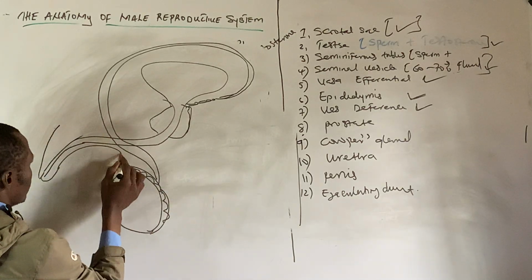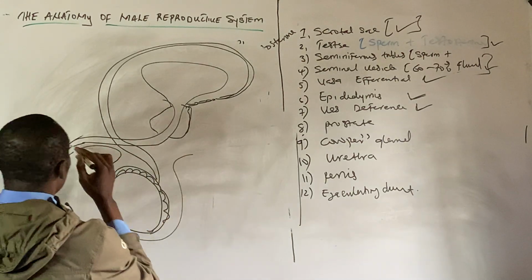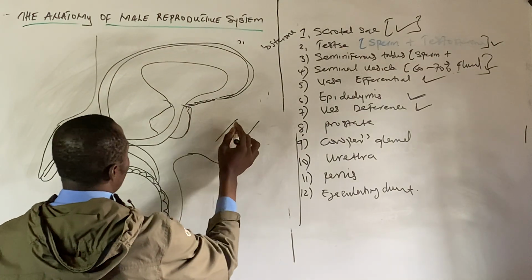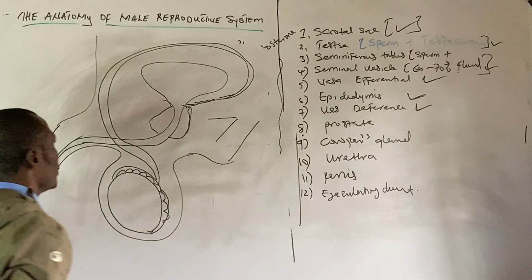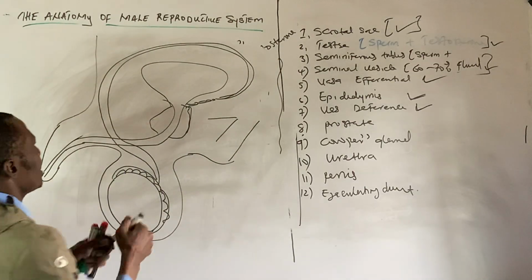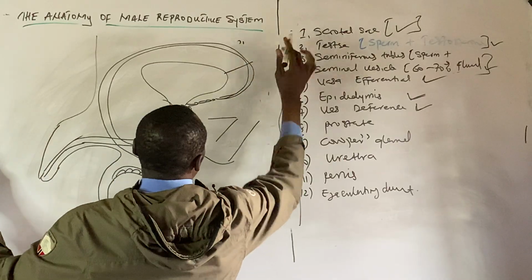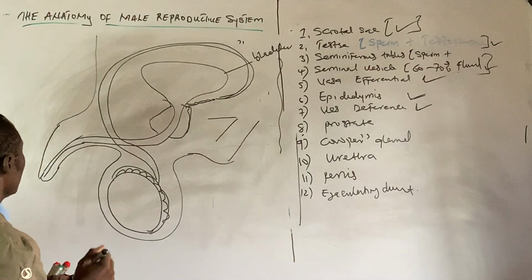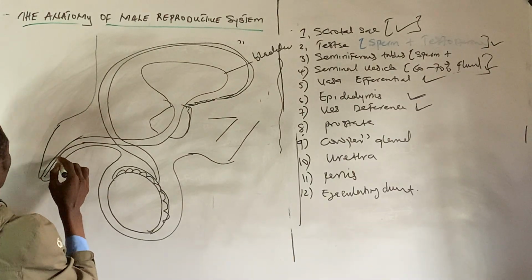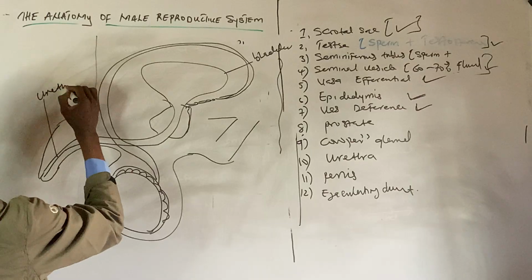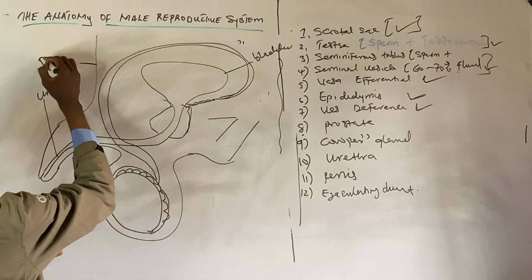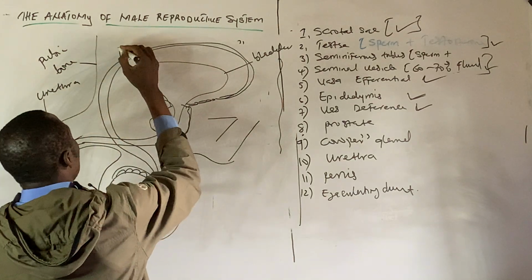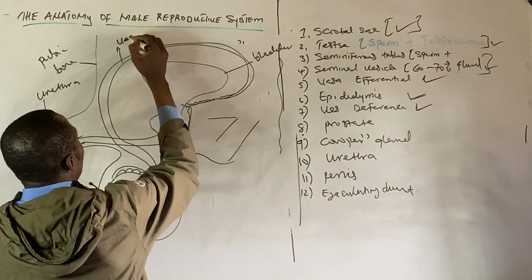All right, so this is the scrotum sac. Let's take this for an example. Now this is known as the bladder, where urine is stored. Now this is the urethra. This is the pubic bone. And this is the vas deferens.